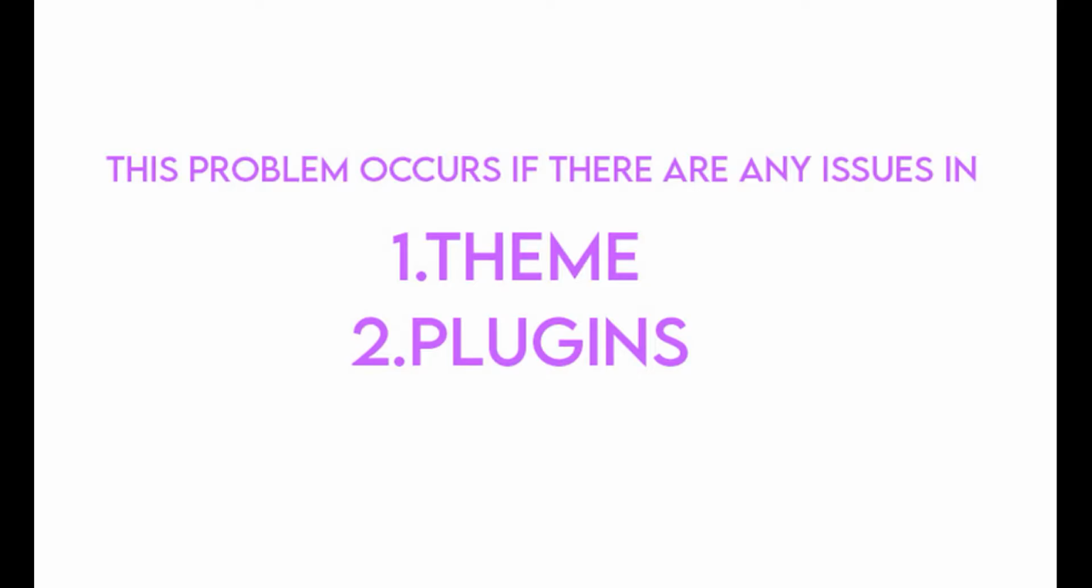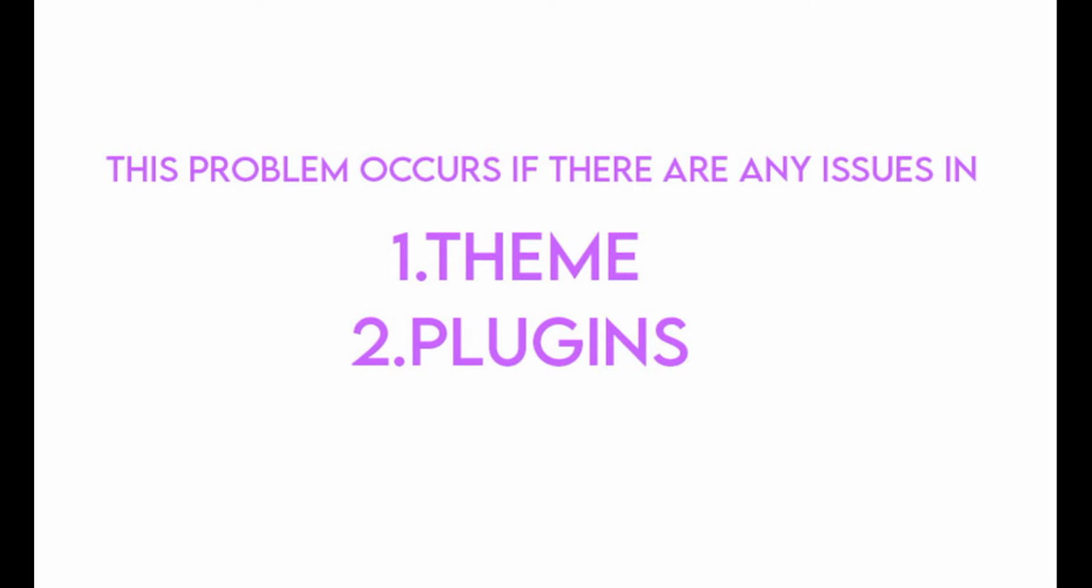In this video I am going to show you how to fix the WordPress blank screen issue. This issue occurs due to two reasons. The first reason is if your theme file is corrupted, or if it has any issues, then this issue occurs. And the second reason is if any of your plugins are corrupted, or if they are causing issues, then it shows a blank page.